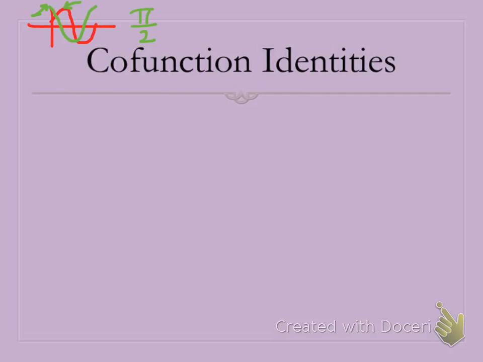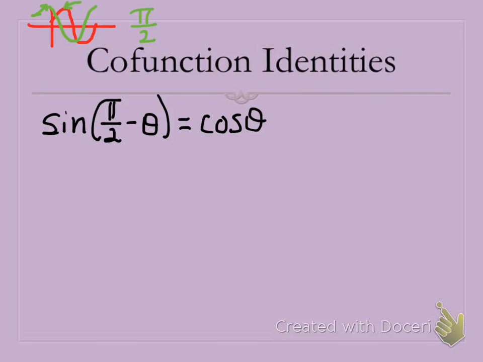So what that means for us then in terms of the identities is that if I have the sine of pi over 2 minus theta, that is the same thing as having the cosine of theta.